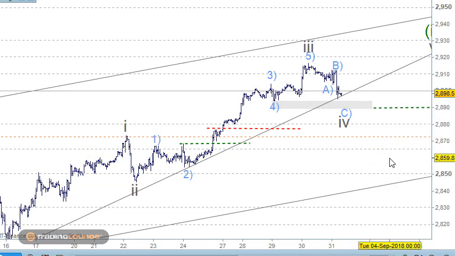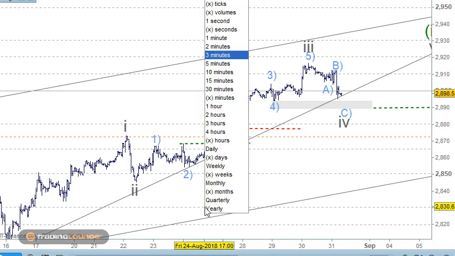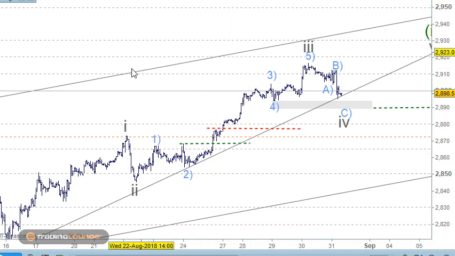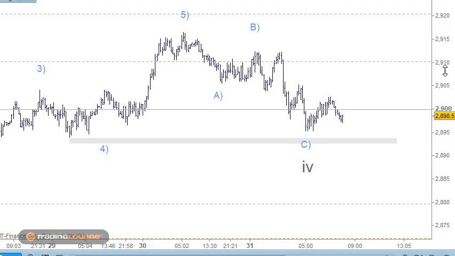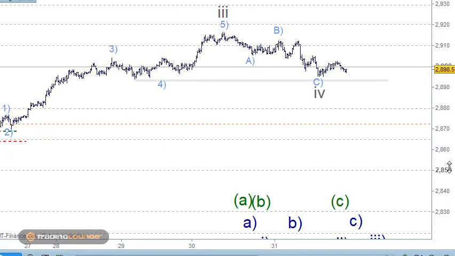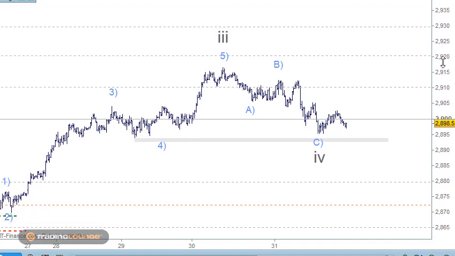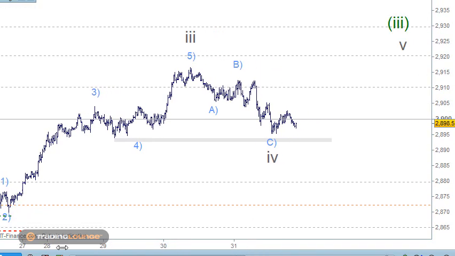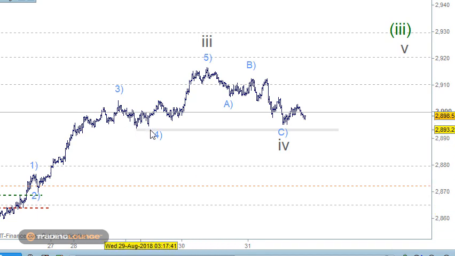But I think that we could already be completed here in this ABC correction, coming back into this space here. So I'll just go into the tick chart to have a look at that. So this is where we were looking for it to come back. This is really a dance across the 2900 area here, and the arrival, the reaction, the first high above the level, and then the A wave, the B wave, and the C wave to the downside.